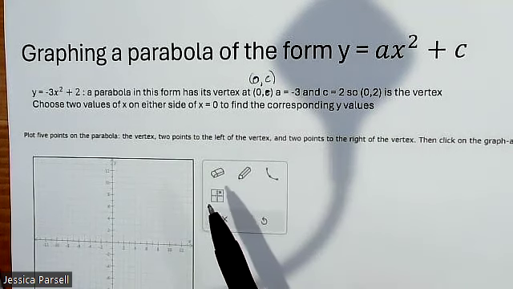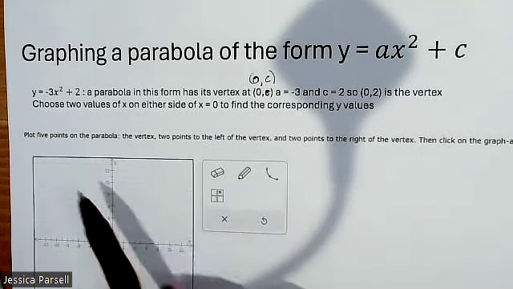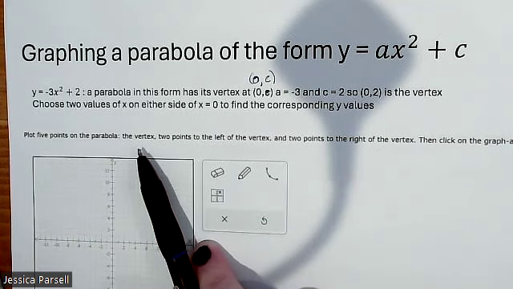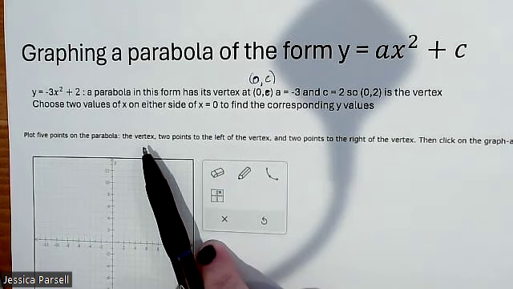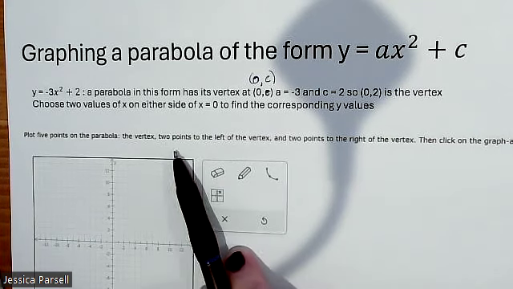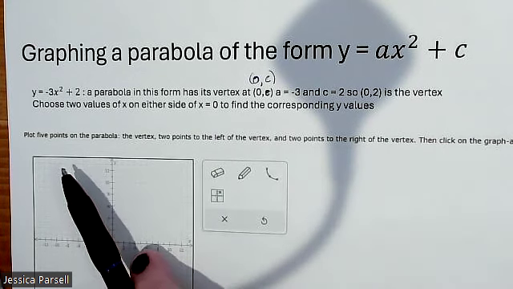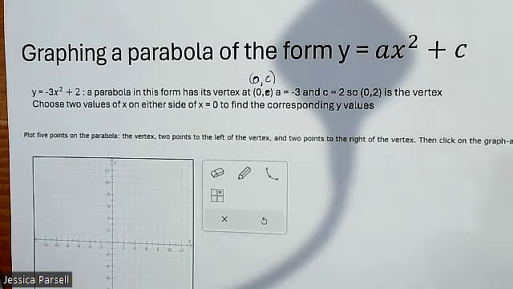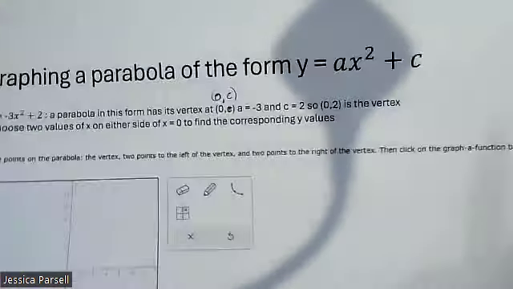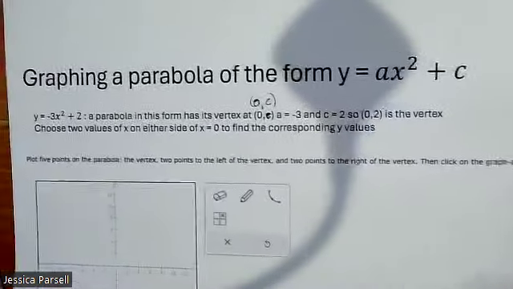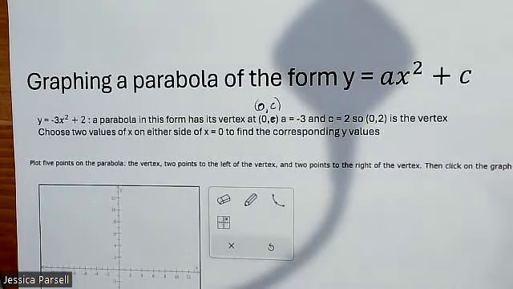Okay, so on ALEKS, you're going to need to plot 5 points on the parabola, and they're going to force you into plotting the vertex, 2 points to the left of the vertex, and 2 points to the right, for a total of 5. Then you're going to click on the graph a function button. So in ALEKS, you're going to have to plot these 5 points.